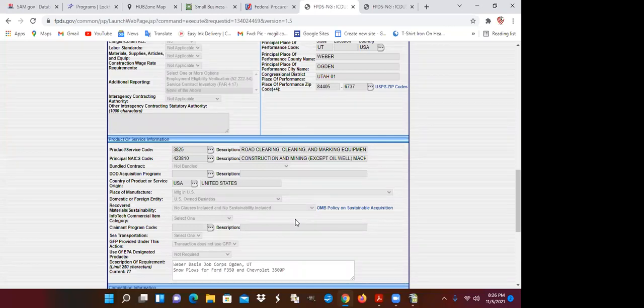You see what I'm saying? And at that time, that's a product service code. That means you provide them with a product or service. That's how you want to go about doing that.